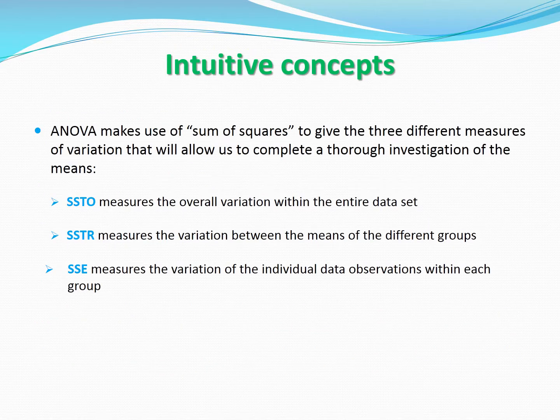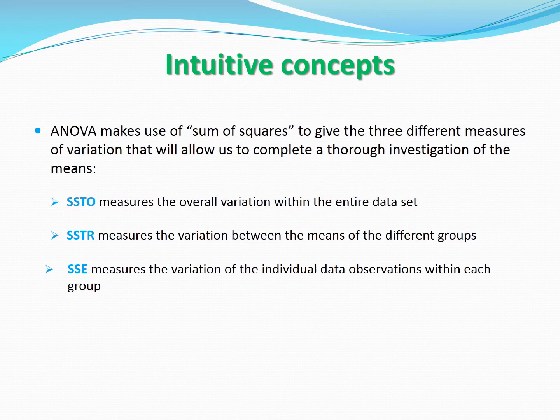ANOVA makes use of the sum of squares to give the 3 different measures of variation that will allow us to complete a thorough investigation of the means in the hypothesis test. So the first measure that we use is SSTO, and this is the total sum of squares, which measures the overall variation within the entire data set.